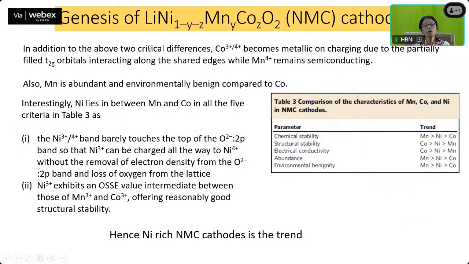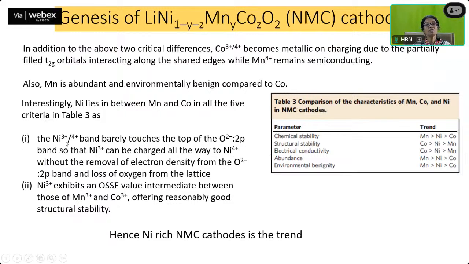Now, in addition to the above two critical differences, cobalt 3+/4+ becomes metallic on charging due to the partially filled t2g orbitals interacting along the shared edges, while manganese 4+ remains semiconducting. Also, manganese is abundant and environmentally benign compared to cobalt. Now, interestingly, we know that nickel is lying between manganese and cobalt in all the 5 criteria, as you can see in the table over here.